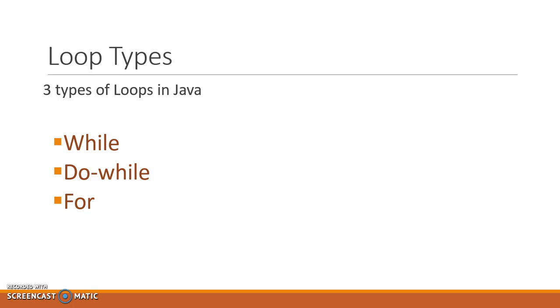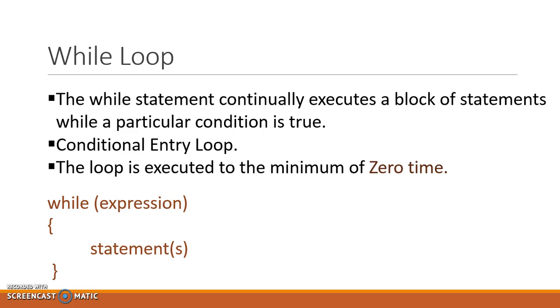There are three types of loops in Java: while loop, do-while loop, and for loop. First, we are going to see about the while loop. The while statement continually executes a block of statements while a particular condition is true. So, the while loop is also said to be a conditional entry loop. The loop is executed a minimum of 0 times.